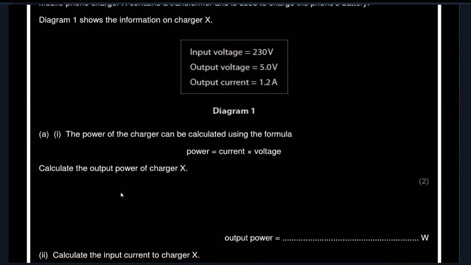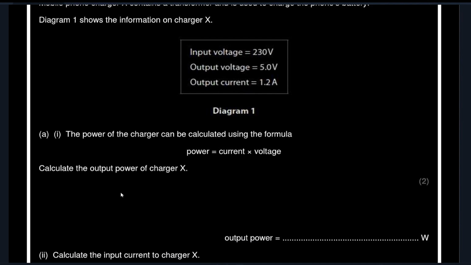A mobile charger X contains a transformer and is used to charge a phone's battery. Diagram 1 shows the information on charger X. If you look at this information, input voltage is 230, output voltage is 5 volts. So this is a step down transformer. Output current is 1.2. The power of the charger can be calculated using the formula power equals current times voltage.